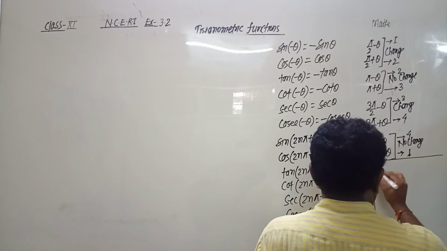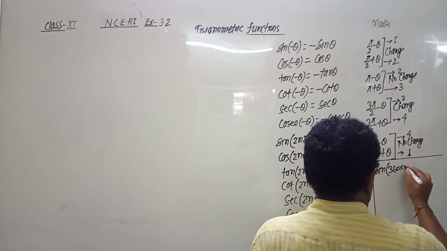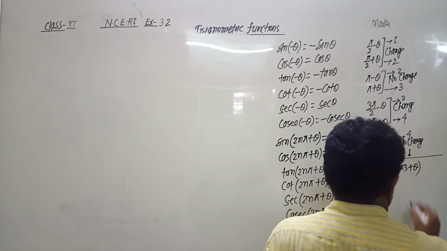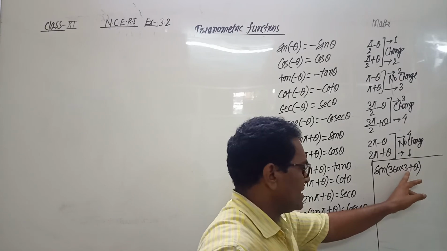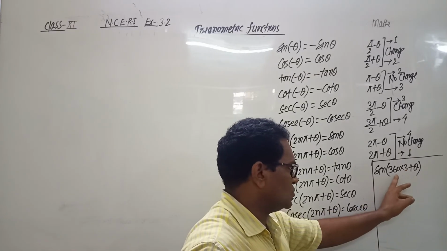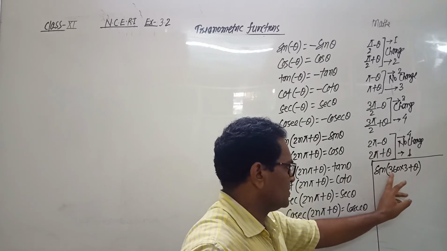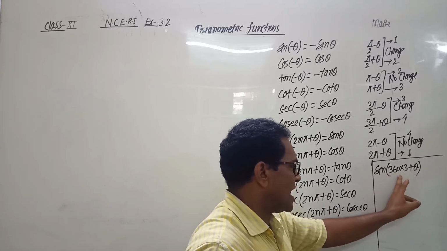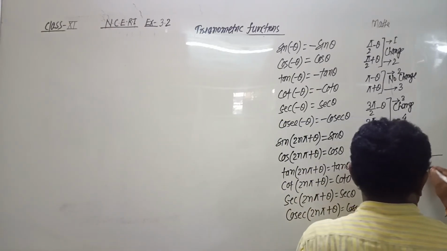If there is an expression like sin of 360 into 3 plus theta, then 360 is 2 pi and n is 3. So 2 pi means 360 and n is 3. So this becomes the formula 2n pi plus theta, and it gives sin theta.